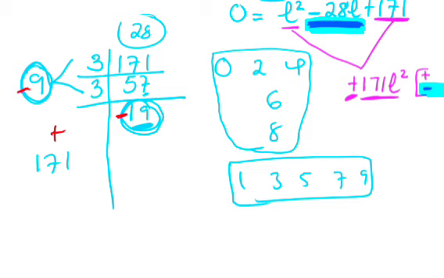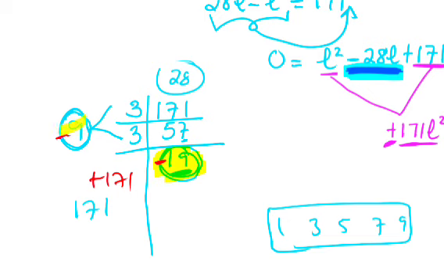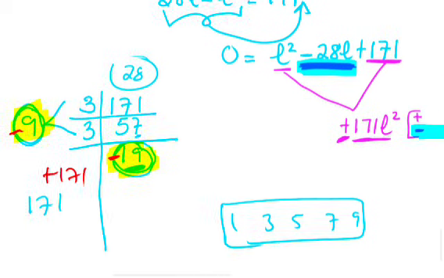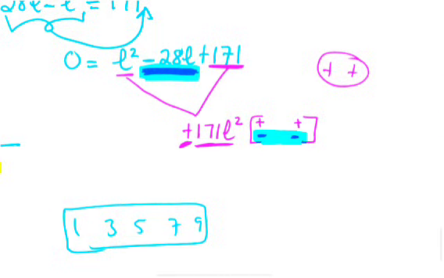So what are you going to do? Take the middle term, then instead of writing negative 28 L, we will replace it with the new factors. I mean, negative 19 and negative 9. Okay, now we are going to do this.